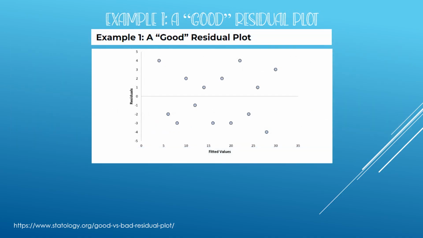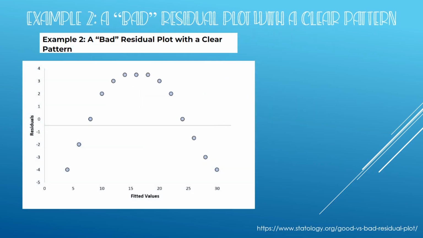Here's an example of a good residual plot. All the data points are scattered above and below the line where it's 0. So we have negative residuals, positive residuals, no pattern. That's a good example. Here's a bad one.